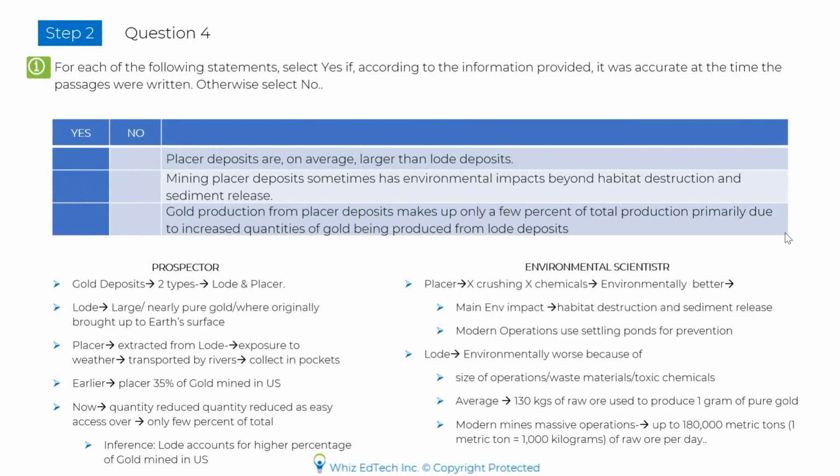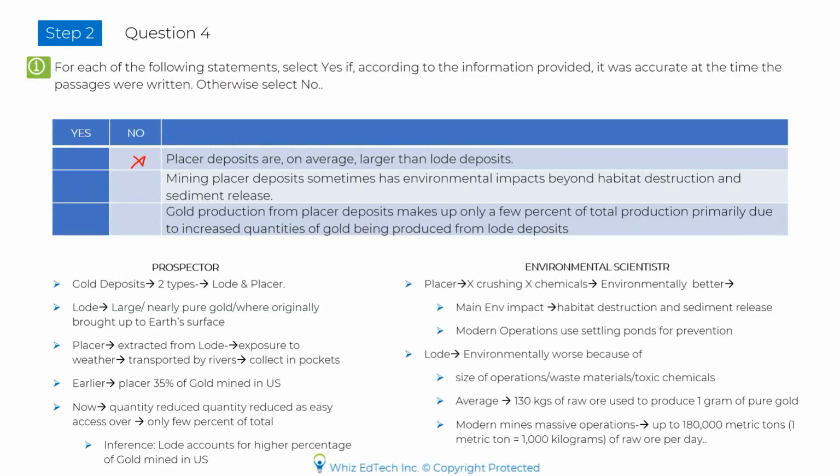Okay, I'm just going to get started on this. For each of the following statements, select yes if according to the information provided, it was accurate at the time. So basically, it's like a true and false. Okay, let's get started with this then. The first one, placer deposits are on average larger. We know lode is larger, so this is a definite no.